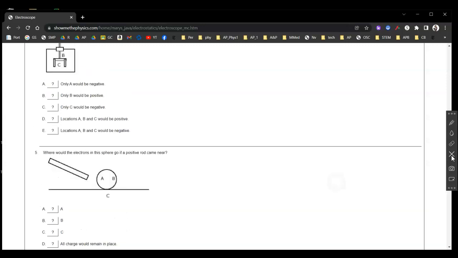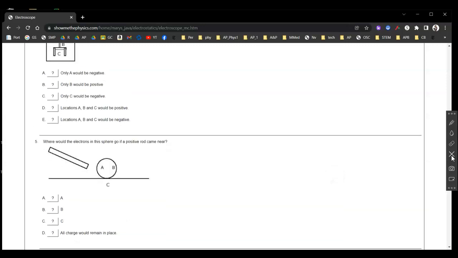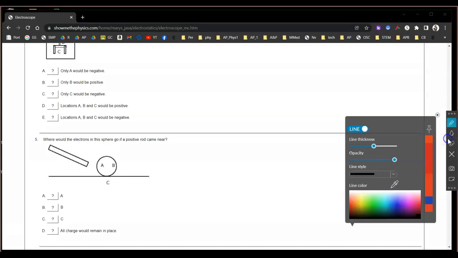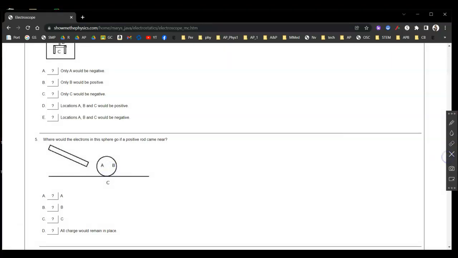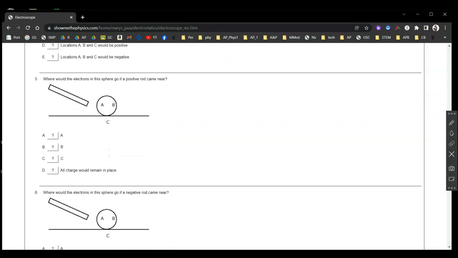So where would the electrons go if a positive rod came near? Well, wouldn't they be drawn to A? Because opposites attract, they would go to it. They would be drawn towards it. In fact, you know what else would happen? They'd probably come up from the bottom, and even the stuff from the ground would want to be. So they'd go towards A.